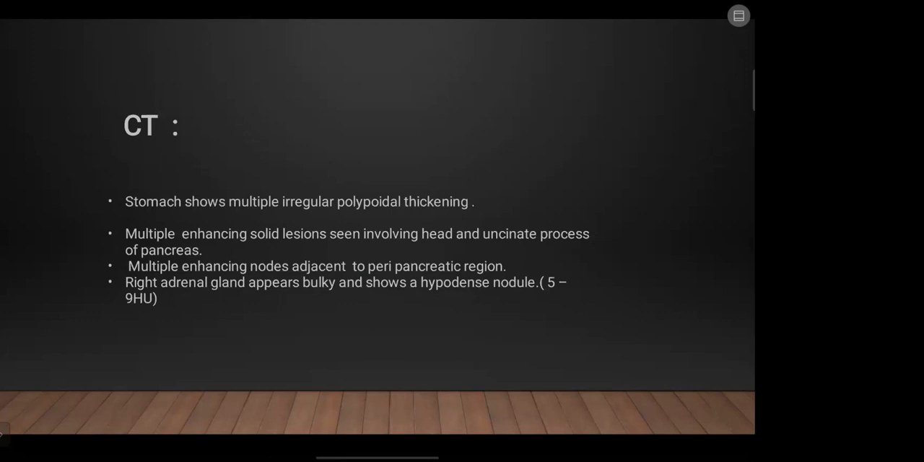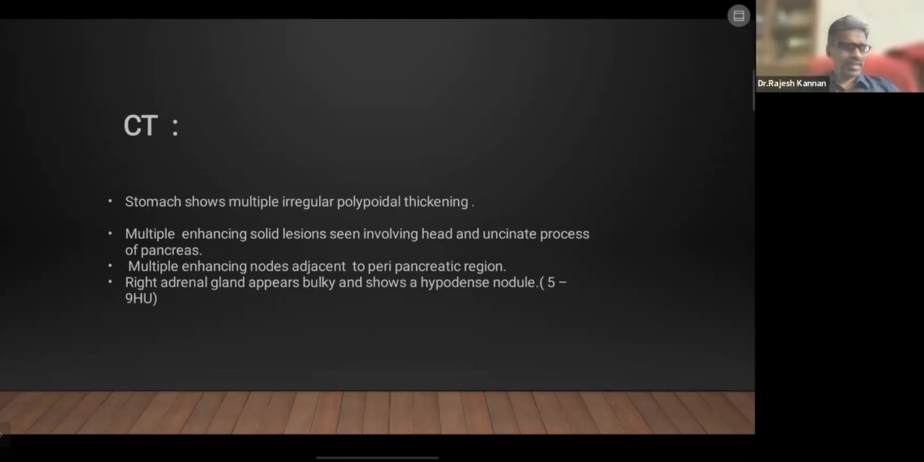The stomach, I actually already described this. So stomach shows multiple irregular polypoidal thickening, multiple enhancing solid lesions involving head and uncinate process of pancreas, and enhancing nodes adjacent to the peripancreatic lesion. Also, sir, the right adrenal gland was appearing bulky and it shows a hypodense nodule with attenuation of around 5 to 9 Hounsfield units.